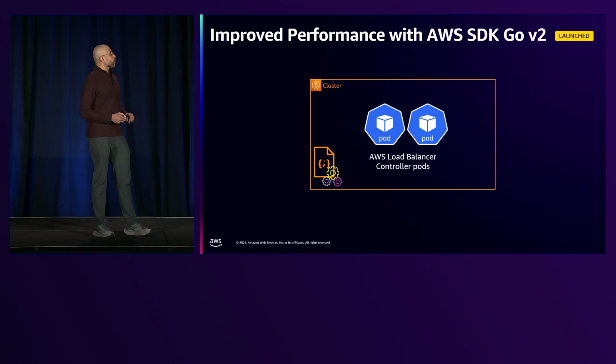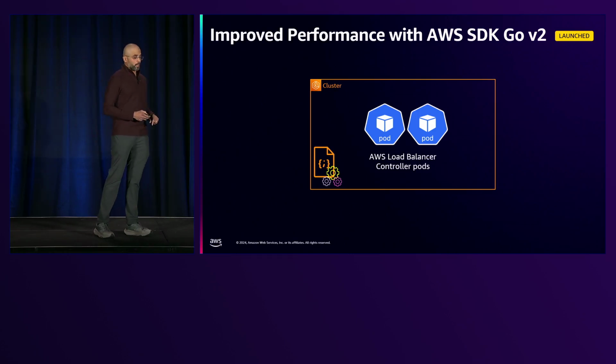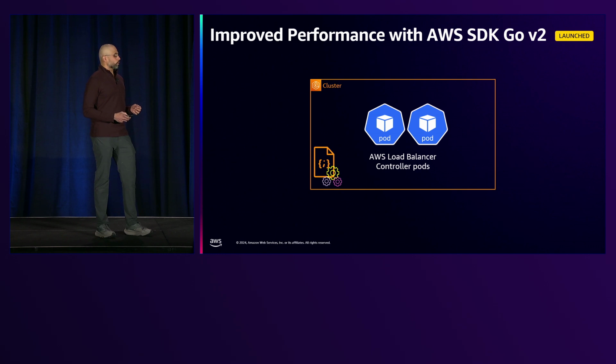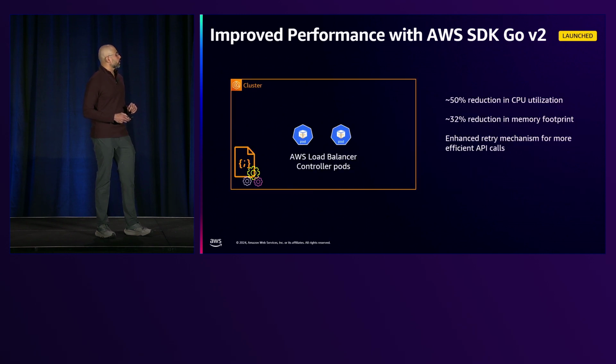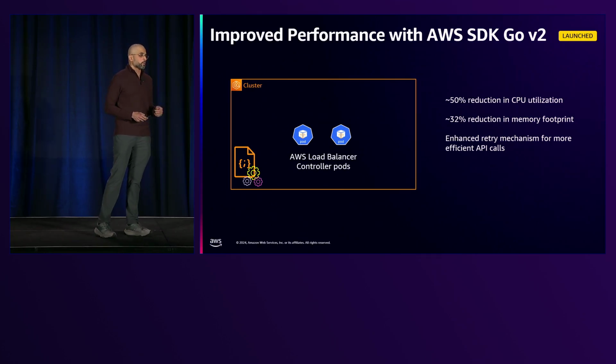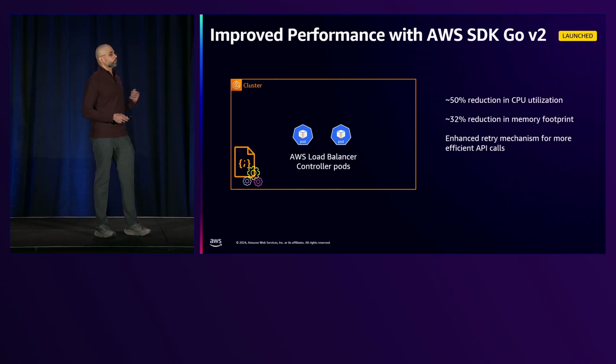In addition, we've also upgraded the SDK that runs in the load balancer controller pods. It is useful to remember that the load balancer controller is actually a client of the ELB control plane, and it makes a lot of API calls for the reason that pods are ephemeral and they keep spinning up and down. We've upgraded the SDK that runs within these controller pods to AWS SDK Go v2, and with that, we get a 50% reduction in memory utilization. We get a 32% reduction in memory footprint. So this lighter weight SDK processes data much faster and also has an enhanced retry mechanism, all of which makes API calls extremely efficient, and so the controllers become more performant.